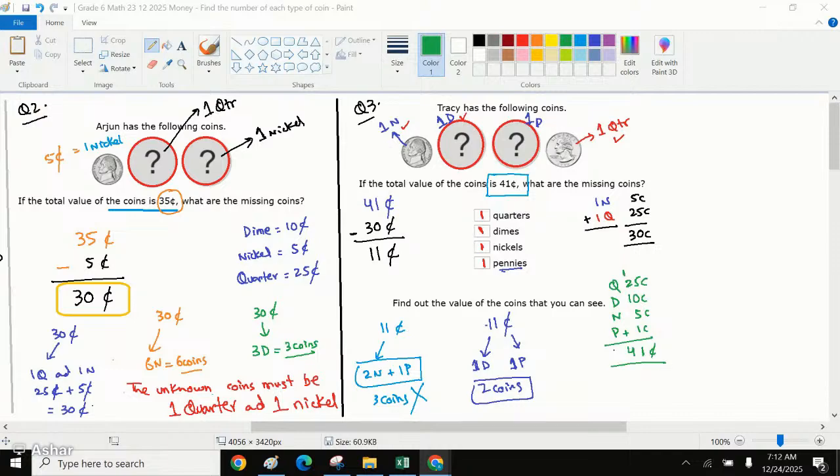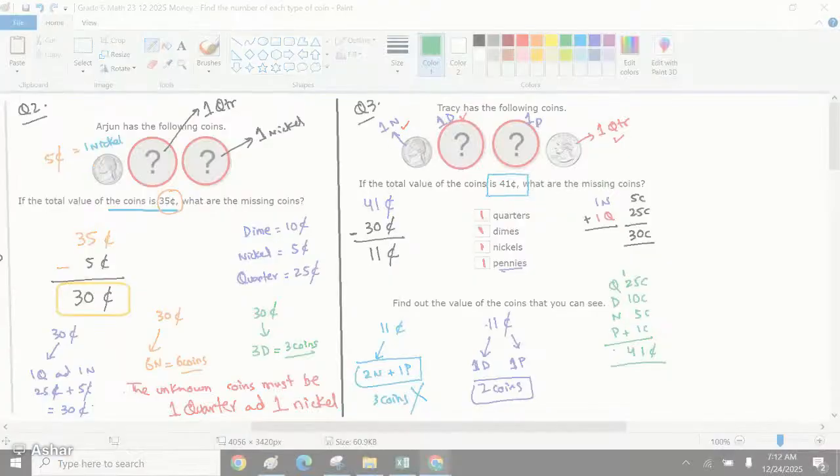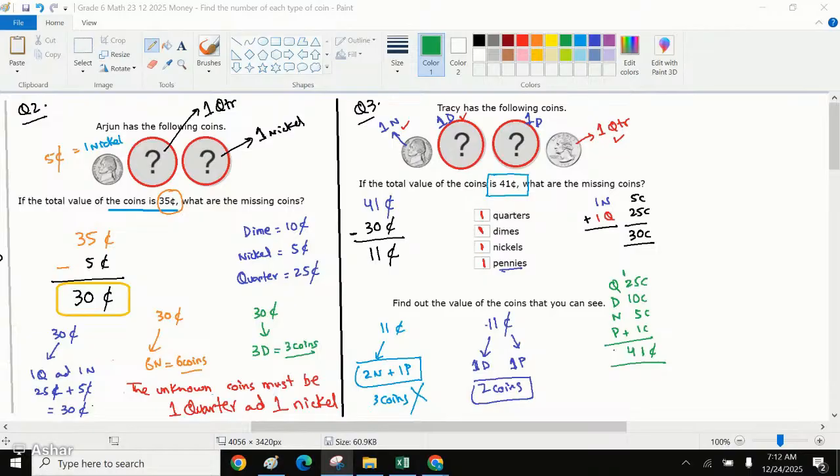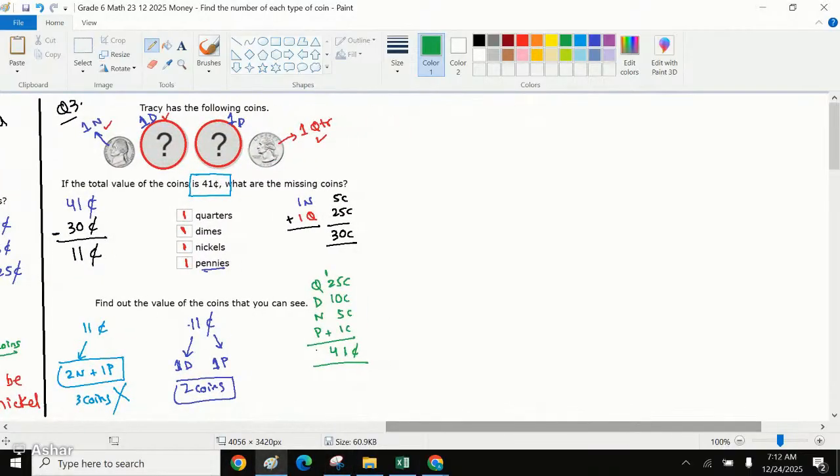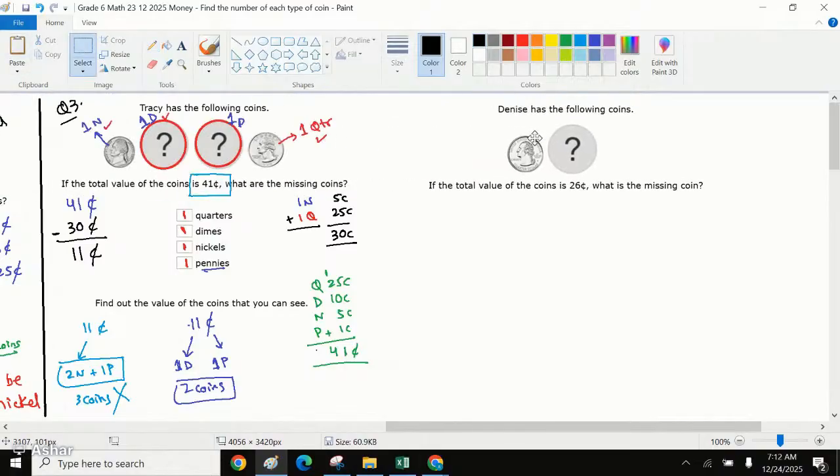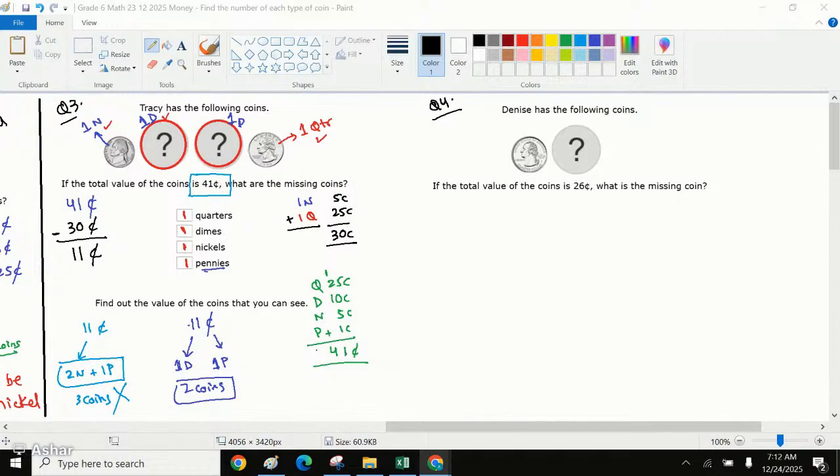So let's look at the next question. The next question says, I'll just copy this. Okay. And it's talking about Denise having a certain number of coins. In question number 4, it says Denise has the following coins, right? So we need to see what these coins are. We need to see what is the total value that is given. If the total value of the coins is 26 cents, right? The total value is 26 cents.